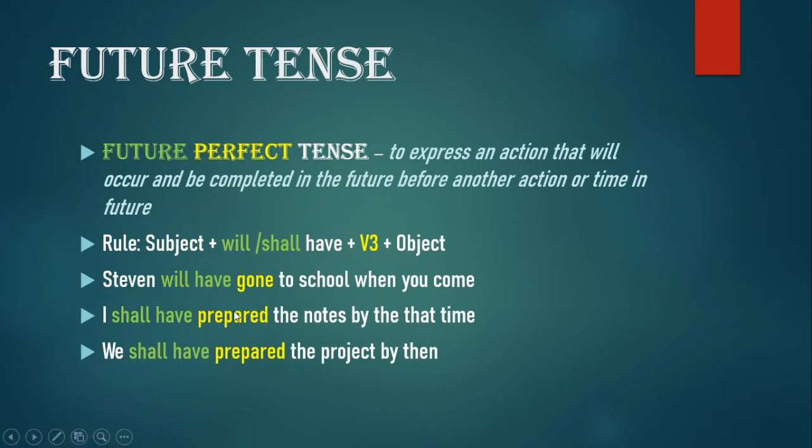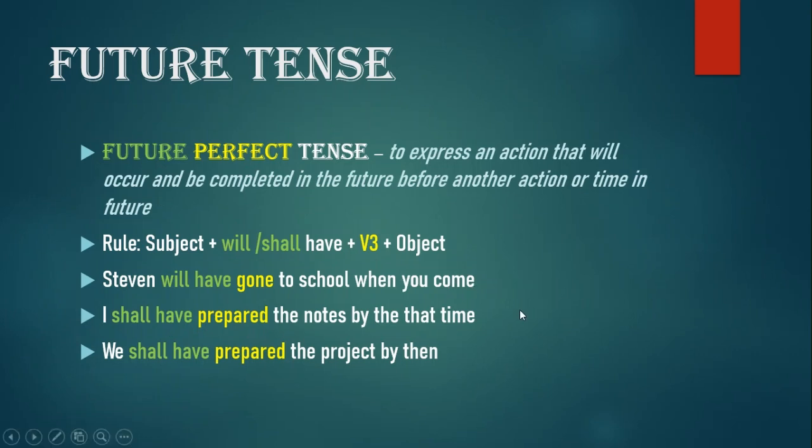In case of first person, I shall have. So we take a different example here of a main verb, prepare. So I shall have prepared the notes by that time. So we are saying that in future at some particular time, say when your friend is arriving or when you are about to go out to play, I shall have prepared. So by then I shall have takes care of the future part. Prepared is the third form of the verb prepare. So it is the perfect part, and I shall have prepared the notes by that time.